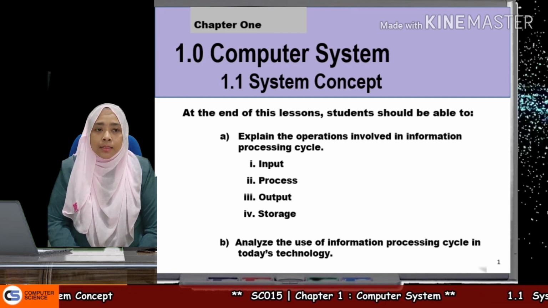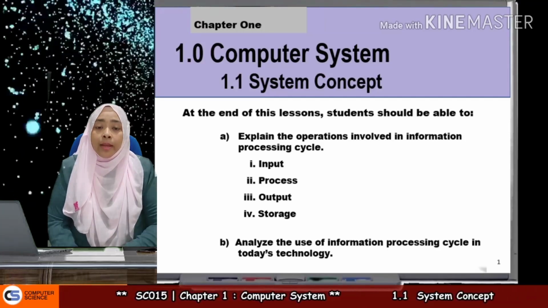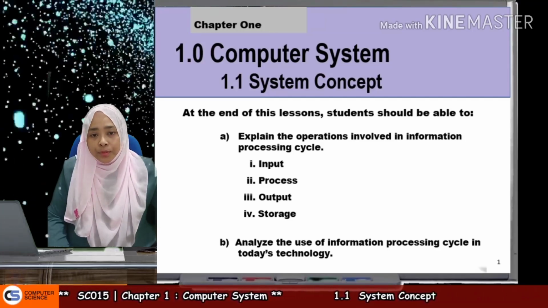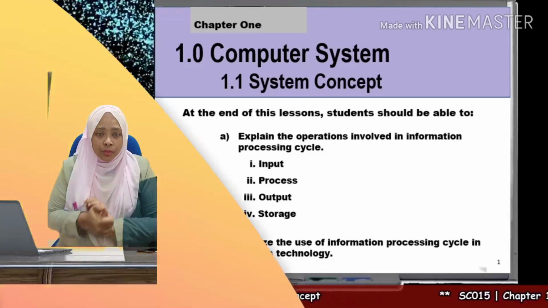And the second objective for this topic is that students should be able to analyze the use of information processing cycles in today's technology or in our daily life situations.